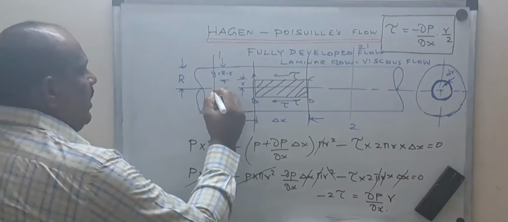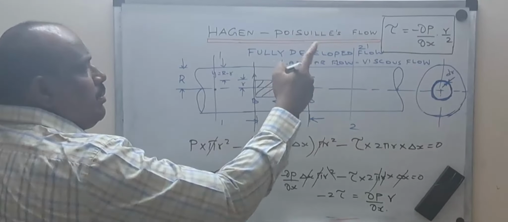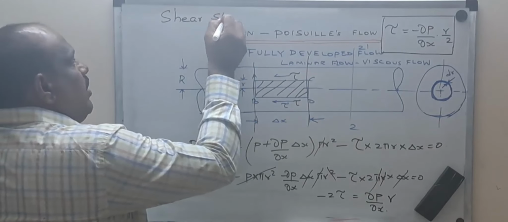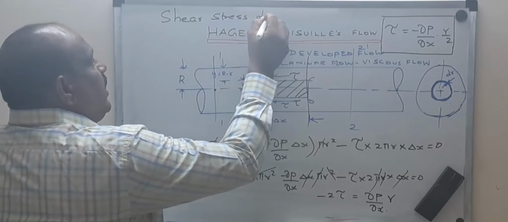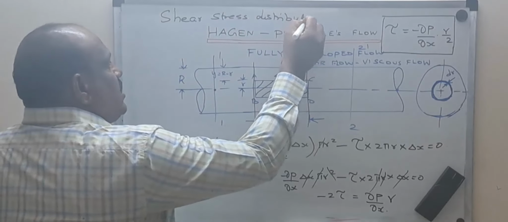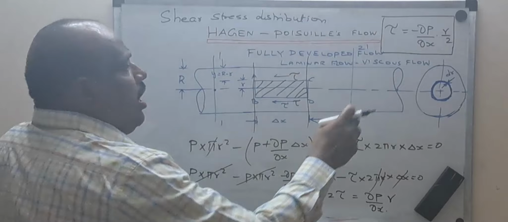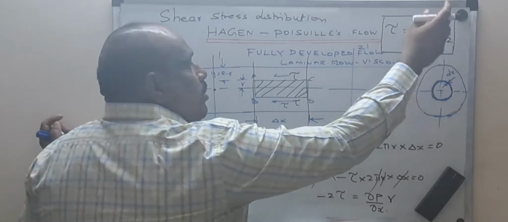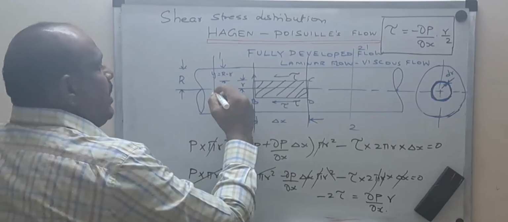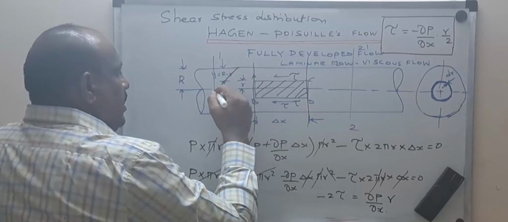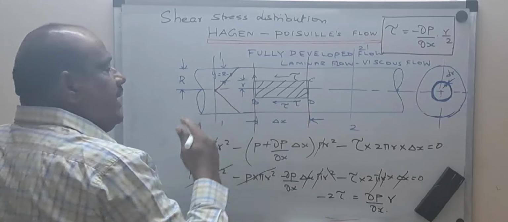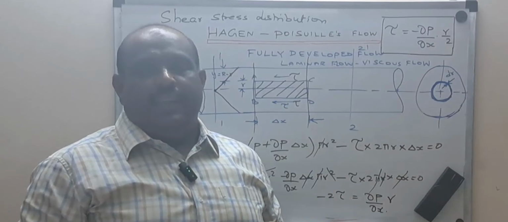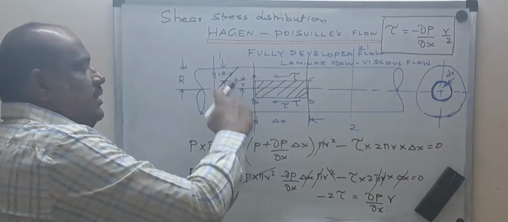So I am plotting the value of tau. Tau is the shear stress. Now we are going to show how it is distributed in this pipe. So it's called shear stress distribution. When r equal to 0, tau will also be equal to 0. When r equal to capital R, it will be maximum. So the line will be like this. This black line indicates it's varying linearly. The line is like this.